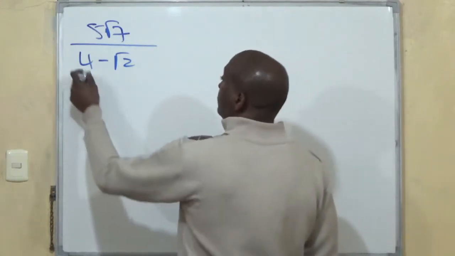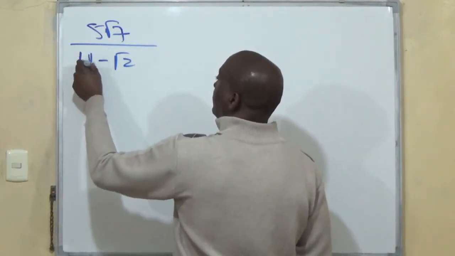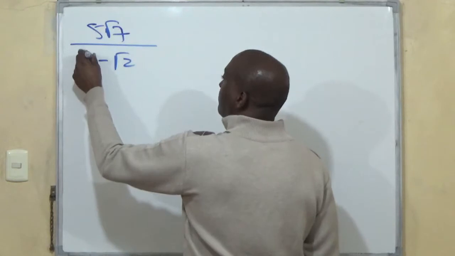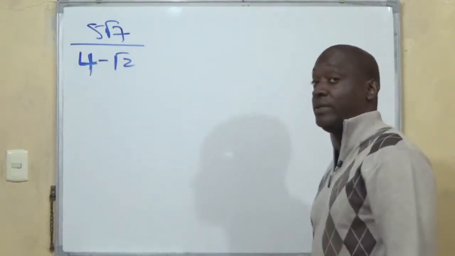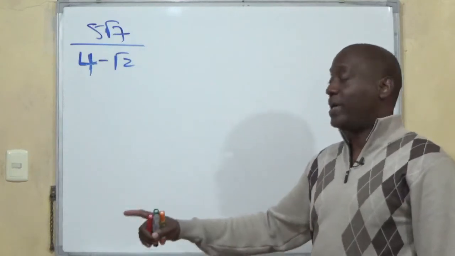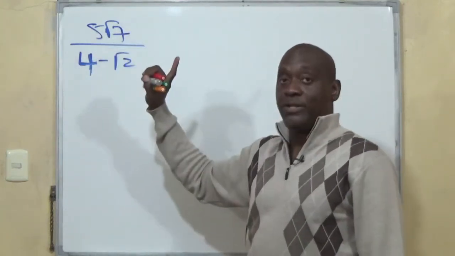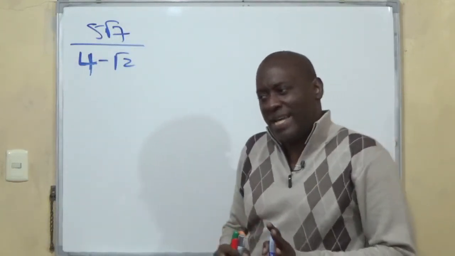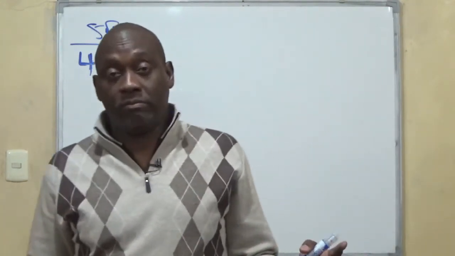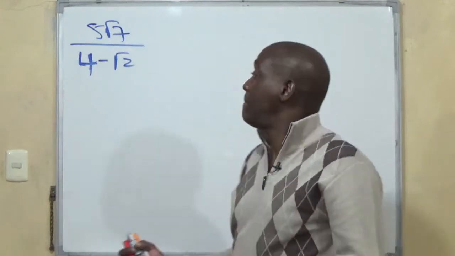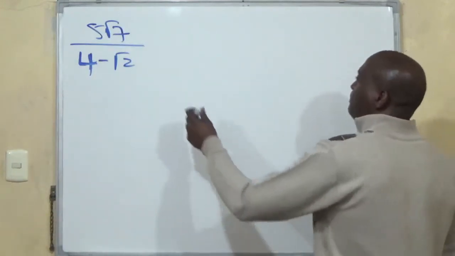Alright, 4 minus root 2, no problem. We could go with that. 5 root 7 over 4 minus root 2, and we have to rationalize that. In the previous example, we had a whole number in the numerator. This time we make the numerator a little more complicated. We make it a mixed surd. So we go through the same procedure.